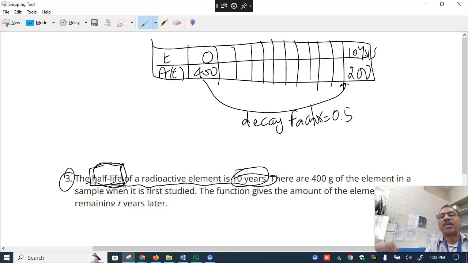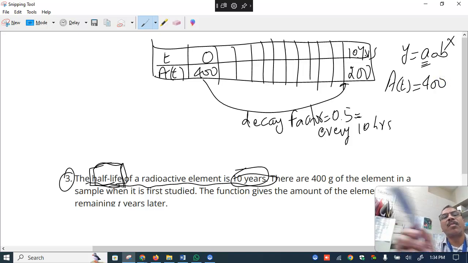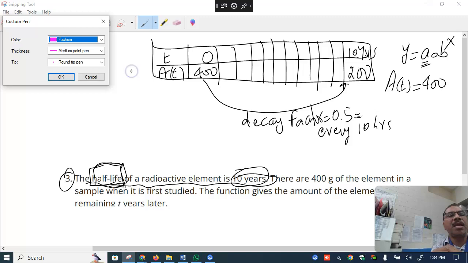So what's given here? This is the decay factor for every 10 hours. So the formula is y equals a times b raised to x. You already know what this a is: the amount of radioactive substance in the beginning is 400. So a is 400. They already gave that, but the question is, how do we figure out b?